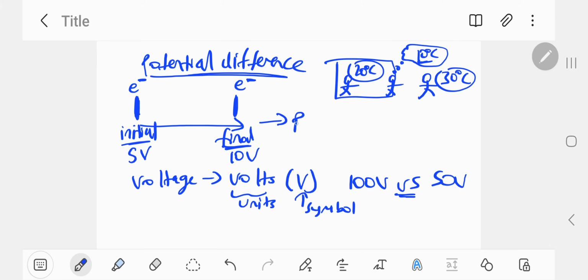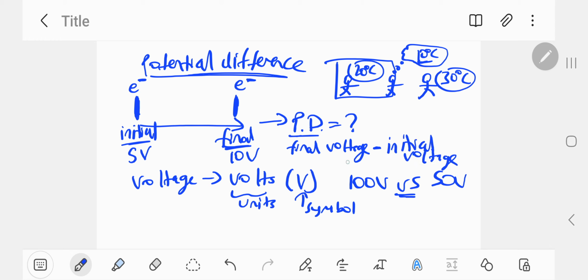I want to work out the potential difference, PD for short. Same as with temperature, I would take the final voltage minus the initial voltage. Potential difference is basically the difference in potential energy between 2 points. Energy is measured in joules, and we'll look at energy in detail later, but for now we're looking at volts. The final is 10 volts, minus the initial, which is 5 volts. 10 minus 5 is 5 volts. That's the potential difference, the difference in energy between the final and initial points.